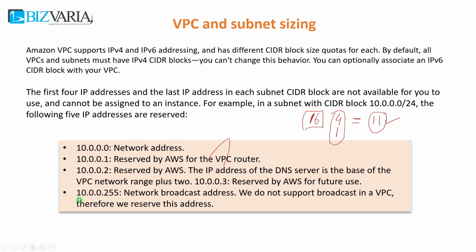And then the last one is called the broadcast address. We do not support broadcast in VPC, therefore we reserve this address. Broadcasting is something where every device keeps sending a signal showing that I exist, I am here. That is actually not a safe thing. That's why they say we do not support broadcasting in VPC, because it's a security risk. But they are still holding this IP address, maybe for future use. Any question?